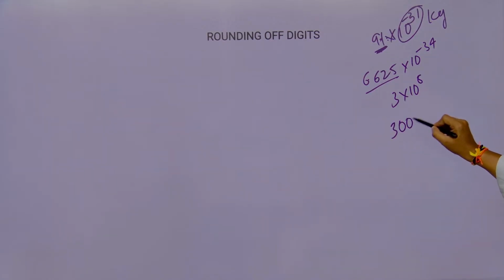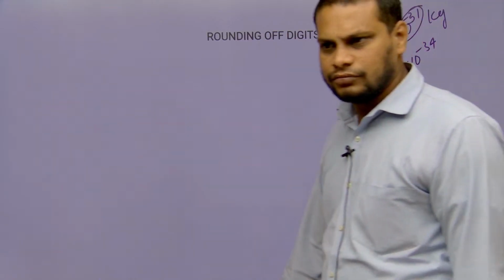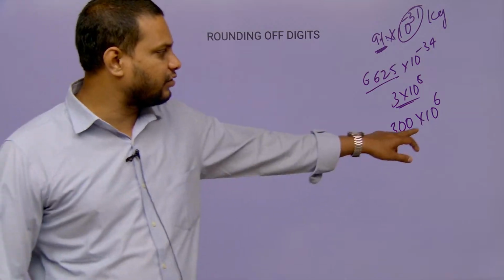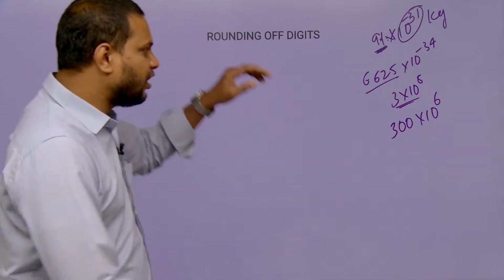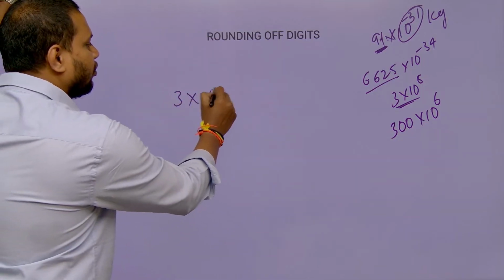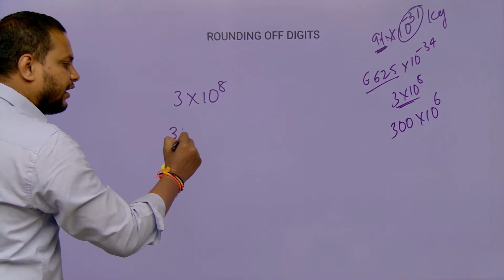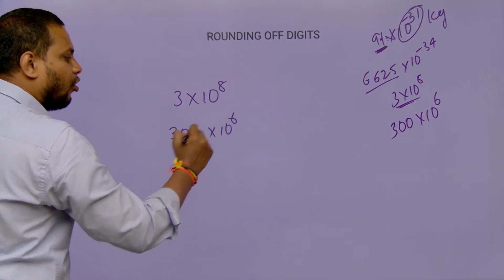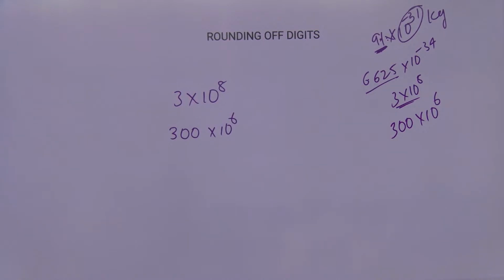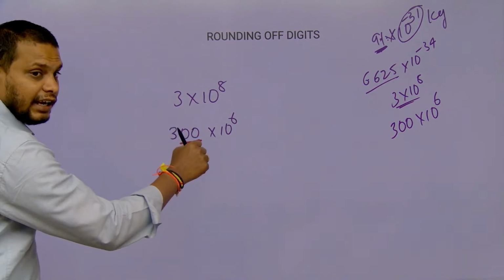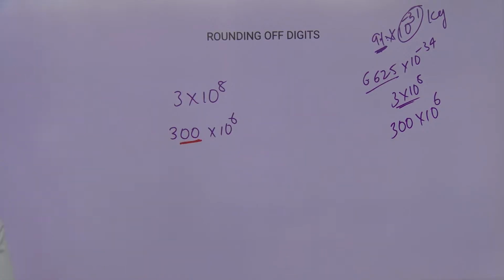Shall I write like this? For suppose 300 into 10 to the power of 6. Then how many significant figures are there? 3 into 10 to the power of 8, right? This only I'll write: 300 into 10 to the power of 6. Now how many significant figures are there? 1 only. Because these two zeros are trailing zeros. With decimal or without decimal? Without decimal. Are you clear? So therefore we cannot count those. Do you understand up to here?